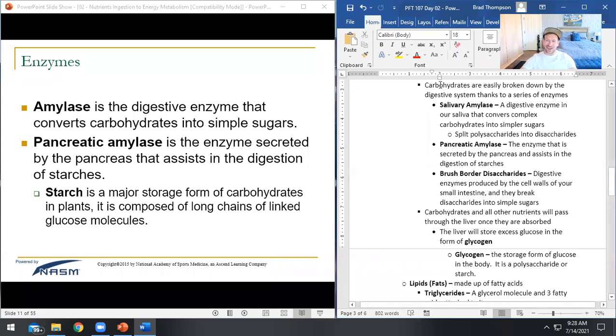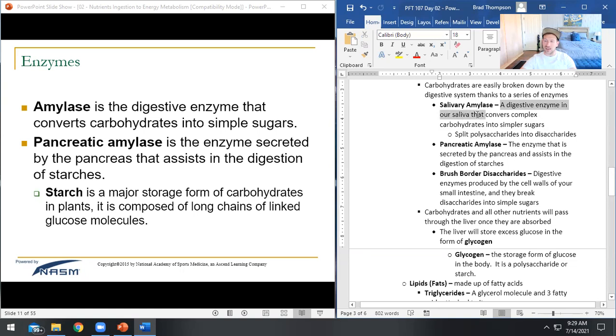So carbohydrates are great because they are such a good source of energy metabolism. Your body can break them down for energy very, very easily. If we have a big complex carb, we need to have materials that are going to break these down. The first one that a carbohydrate is going to run into is in your mouth. That's your salivary amylase.